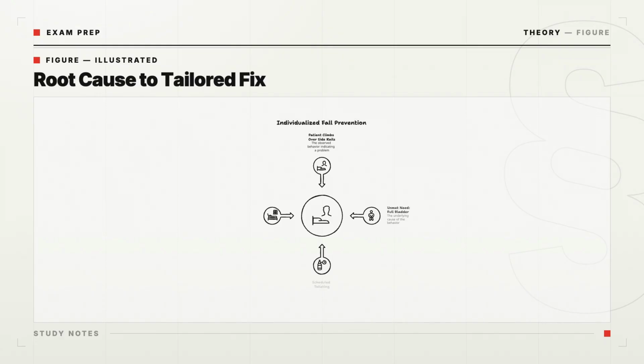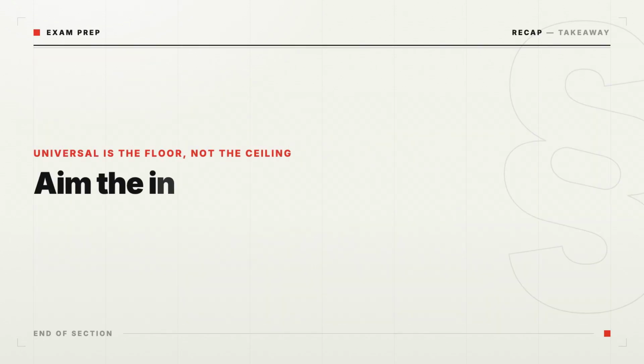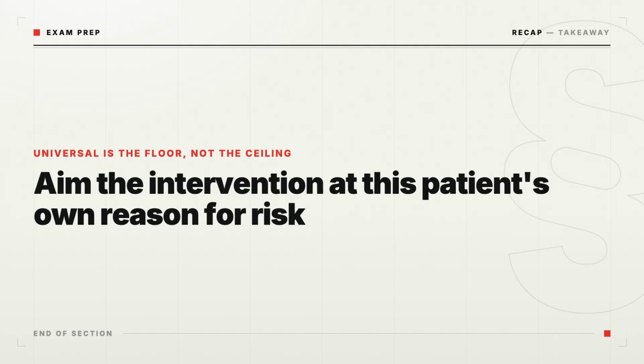Once the nurse names the driver, the fix almost writes itself: scheduled toileting every 2 hours, or a bedside commode kept close, so the urge never builds to the point of an unsafe climb. On exam day, watch for words like individualized and specific, and for any detail about what the patient repeatedly does. The universal precautions are never wrong, but the correct answer is the one built around this patient's own reason for being at risk.